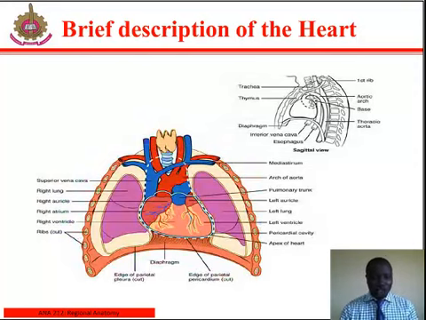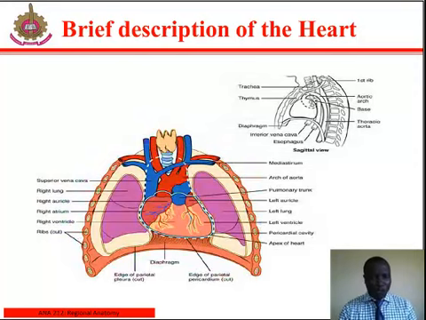The heart has 4 chambers. We have the right atrium, the left atrium, the right ventricle, and the left ventricle. The left atrioventricular valve is located between the left atrium and the left ventricle, while the right atrioventricular valve is located between the right atrium and the right ventricle. The pulmonic or semilunar valve is located between the right ventricle and the pulmonary artery, while the aortic or semilunar valve is located between the left ventricle and the aorta.